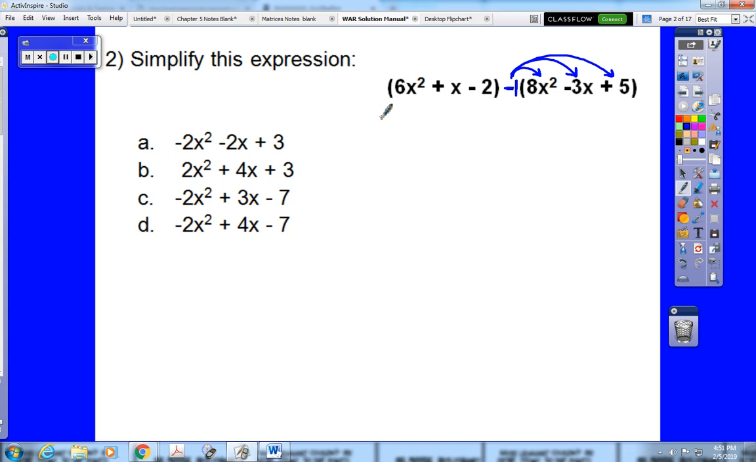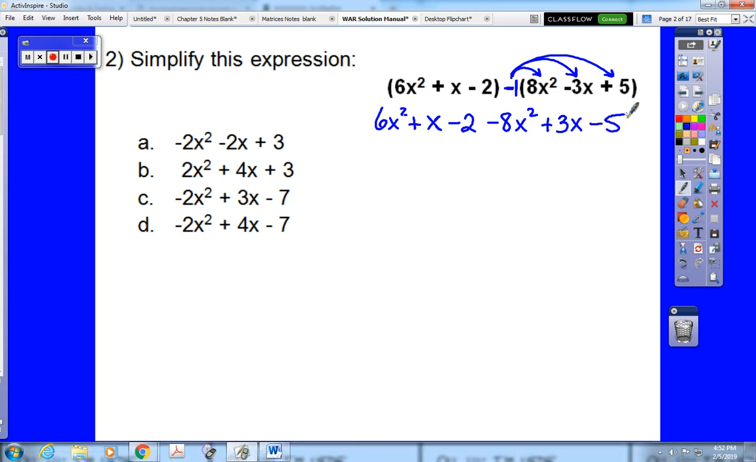So what we're trying to do here is get rid of the parentheses, which the first set of parentheses, we can just drop the parentheses because there's a +1 in front of that. And on the second one, we would distribute the negative, which would change all three signs in that second set of parentheses. So that would become negative 8x squared plus 3x minus 5. Then we would combine like terms. 6x squared minus 8x squared is negative 2x squared.